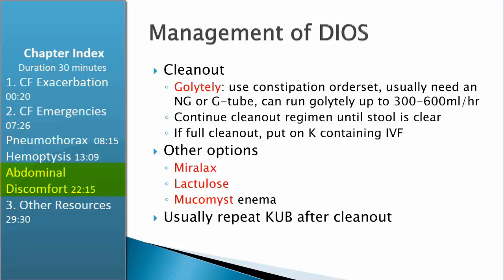They usually need an NG or can go through their G-tube, since many of them have G-tubes, and you can run GoLytely and you're going to ramp it up and you get up to about 300 to 600 mLs per hour, and we'll continue this clean out until the stool is clear. These patients often need many, many liters of GoLytely because they have such severe constipation. If you're doing a full clean out, you want to make sure to add K to their IV fluids. Other options include Miralax, lactulose, and Mucomyst enemas.